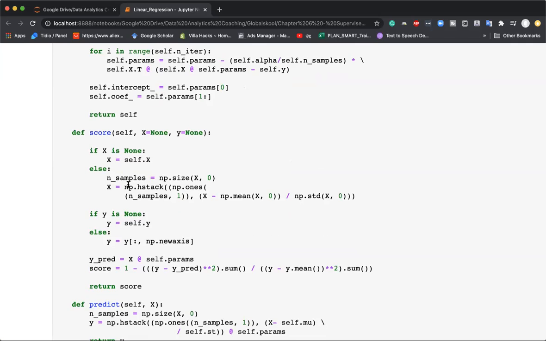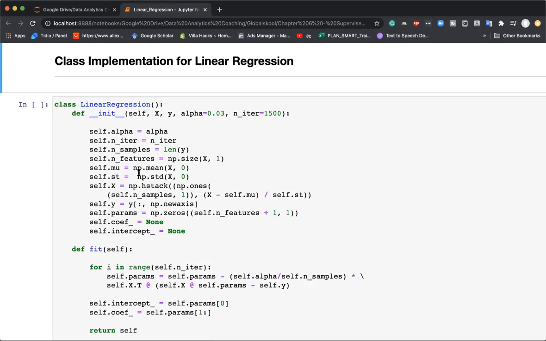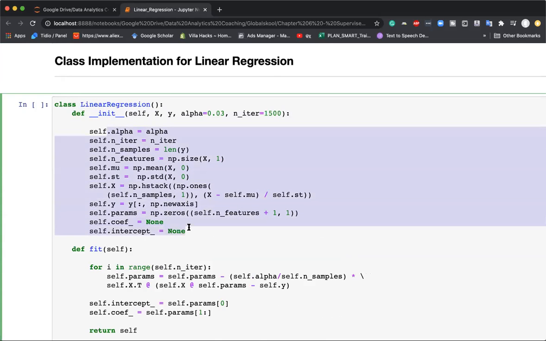So here we start by creating a class called LinearRegression. We have the init function, which is the constructor, and we initialize all our basic values like alpha, which is a learning rate, number of iterations, number of samples, and so on. So here we have our initializations.